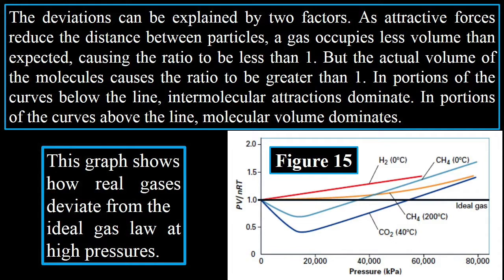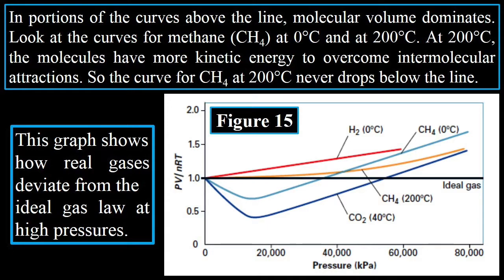The deviations can be explained by two factors. Attractive forces reduce the distance between particles. A gas occupies less volume than expected, causing the ratio to be less than 1, but the actual volume of the molecules causes the ratio to be greater than 1. In portions of the curves below the line, intermolecular attractions dominate. In portions of the curve above the line, molecular volume dominates. So, you can see why in order to learn the nature of gases, we simplify it by saying, okay, let's learn ideal gases first, and then we'll worry about real gases relative to some of the inherent forces involved.